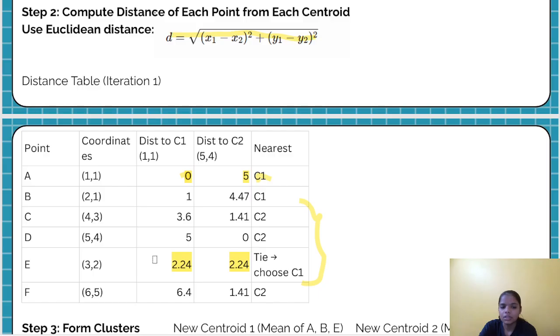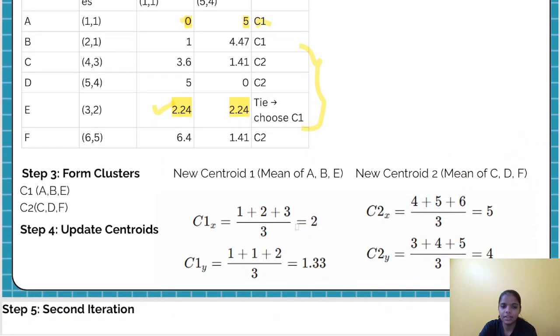So we have chosen the distance 2.24 and placed E into cluster 1. So here cluster 1 consists of our points A, B, E, and cluster 2 consists of our points C, D, F. Now we will take the mean of the points which lie inside cluster 1 and cluster 2.